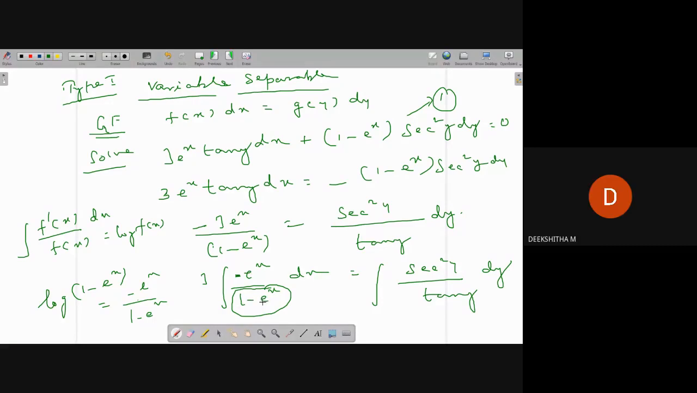Sir, is it right if I multiply it with minus and then proceed? Yeah, you can do it. Both sides. You should do it on both sides. Yes. Okay. Yeah, you can do it.